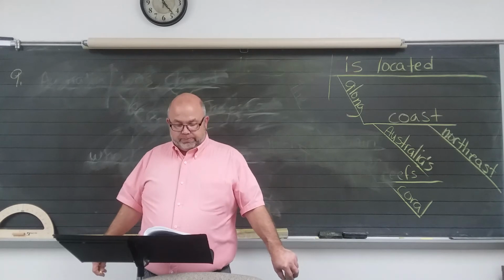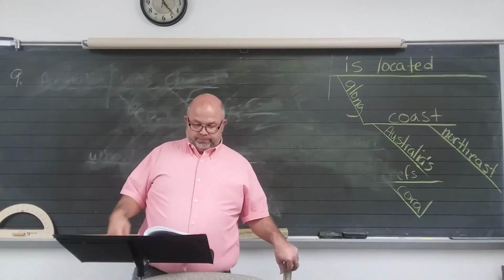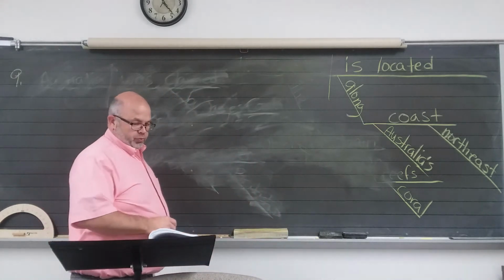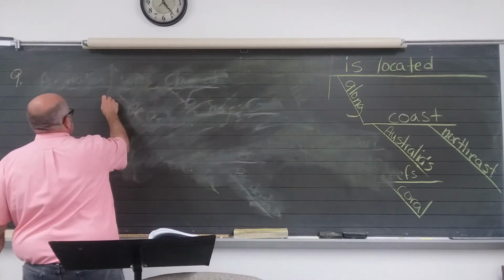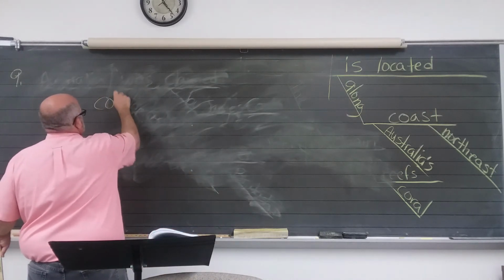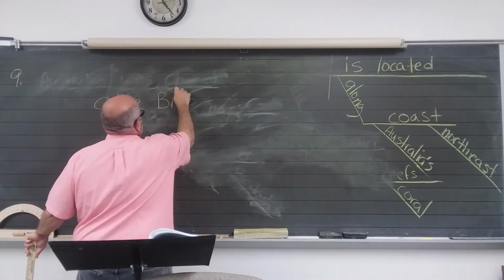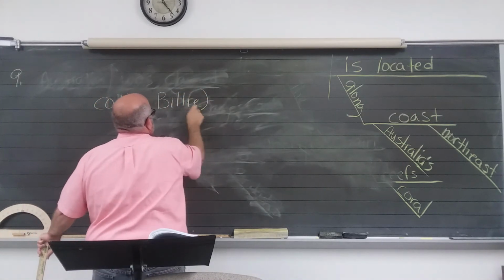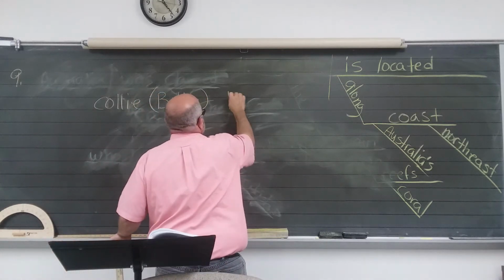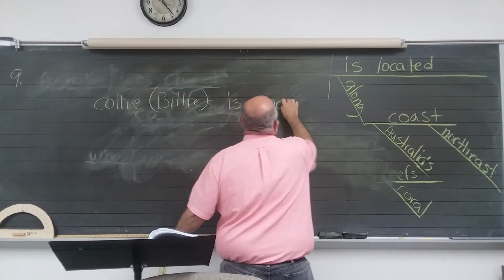Number 19. Uncle Dale's collie Billy is a good watchdog. Collie Billy is watchdog. There's your diagram. Collie, Billy, is watchdog.